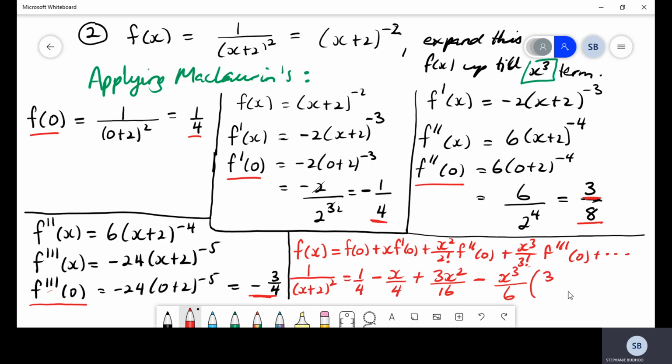Okay, that's 3 over 8. And that gives us 3 over, I think that's 6 8s are 48. Somehow I think I am making a mistake in substitutions here. But I'm going to rewrite this as 3 over 48.